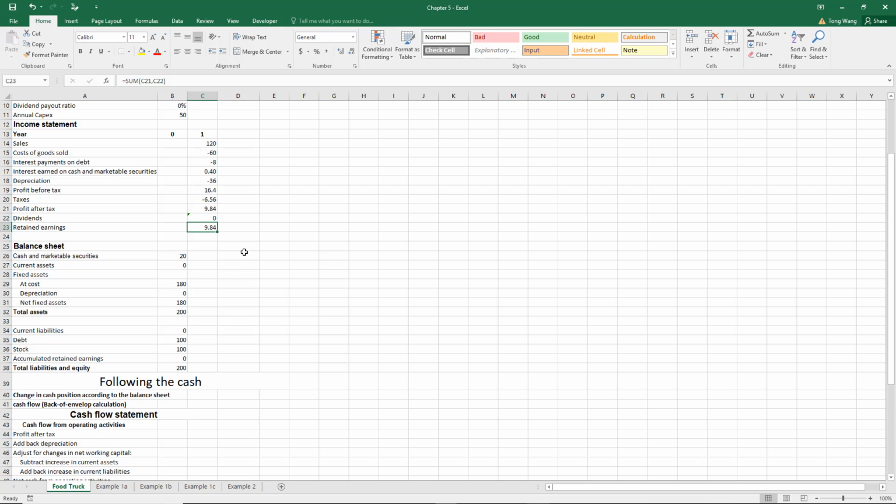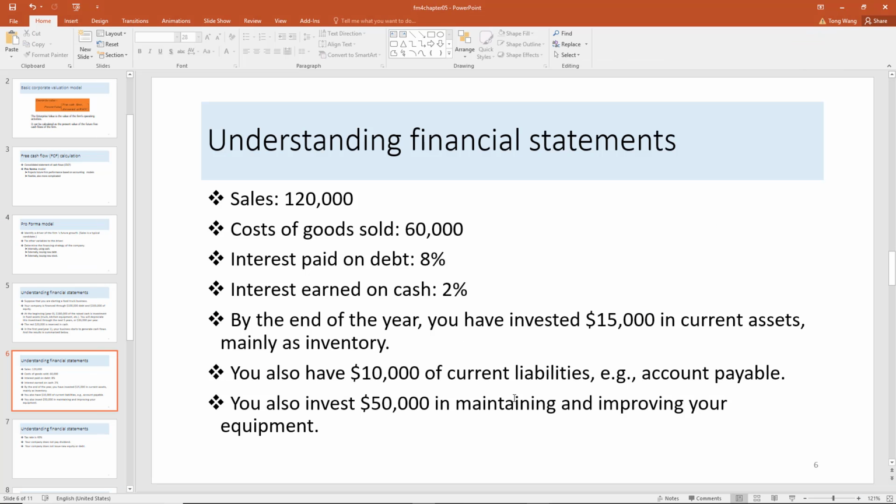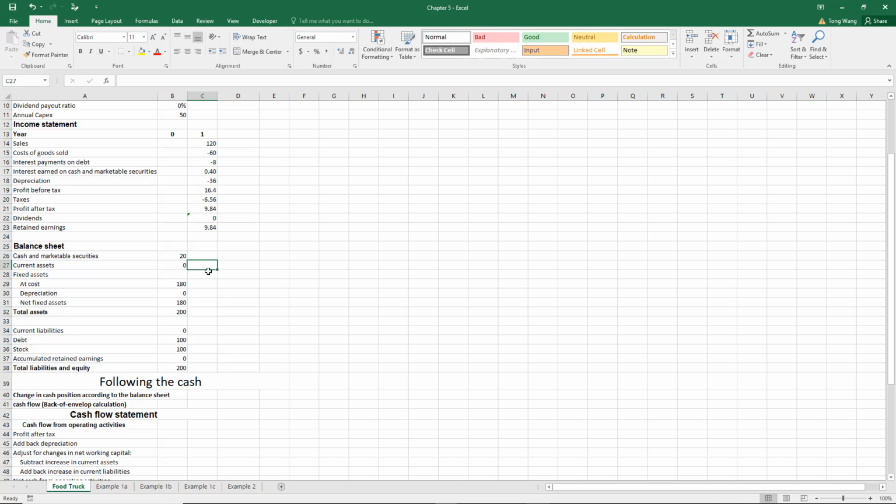Okay. Next, let's see how your first year's operation changes your balance sheet. So we're going to assume that, first of all, the current asset we're assuming is $15,000, right? The current liability is $10,000. So we have current asset is 15,000 and current liability is 10,000. Okay.